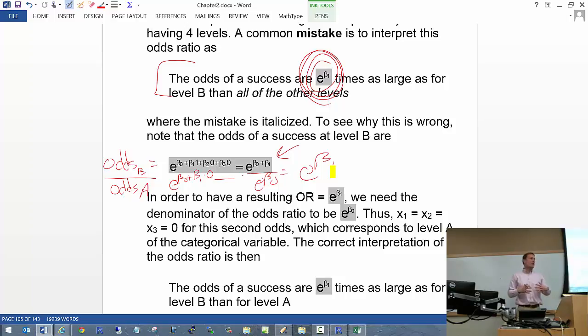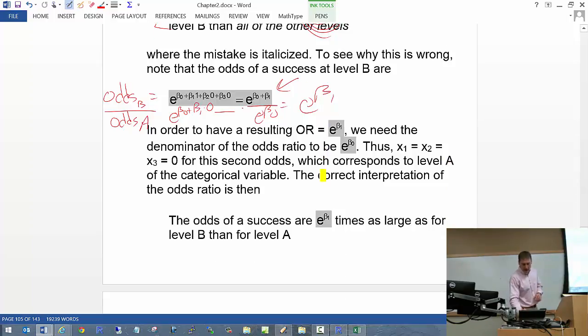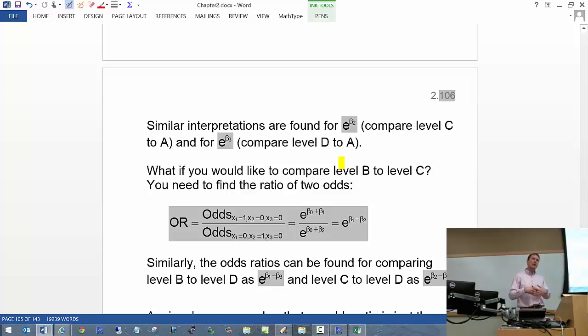So now you see better probably why A is thought of as a base level. All of our comparisons are essentially being made back to level A, since the indicator variables are all equal to 0. So the correct interpretation is that the odds of a success are e to the beta 1 times as large for level B than for level A. You can do similar interpretations for e raised to the beta 2, comparing level C to A. Also, e to the beta 3 is comparing D to A.